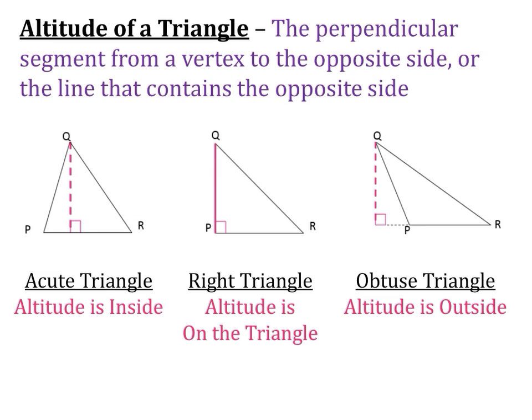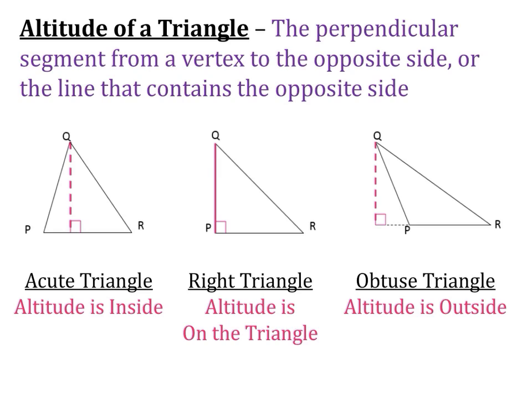All right, let's talk about the altitudes of triangles. The altitude is the perpendicular, super important, perpendicular segment from a vertex to the opposite side, or the line that contains the opposite side. So for an acute triangle, that's easy. Here's your vertex, and then just go perpendicular to the opposite side. That's an altitude. And it's on the inside.